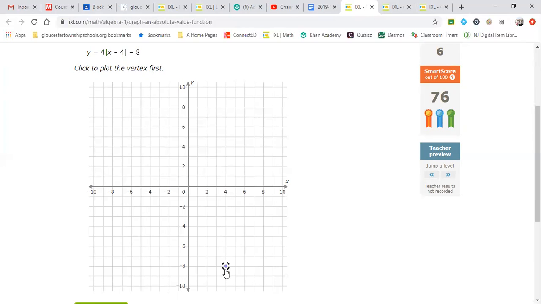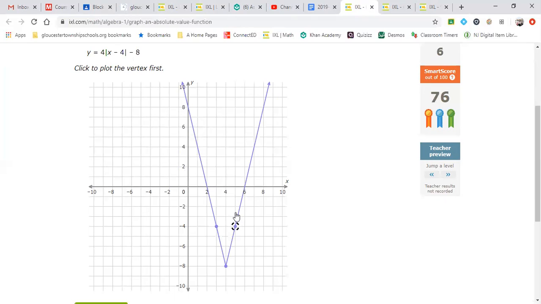Here's my vertex coordinate. And now I have an m also. My m is 4. So that means that from this point, my slope is going to rise 4 and run 1. I think that's my next point. There's a lot going on here, so I'm going to check it.